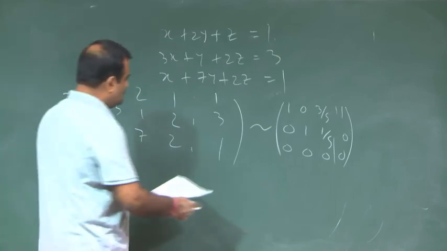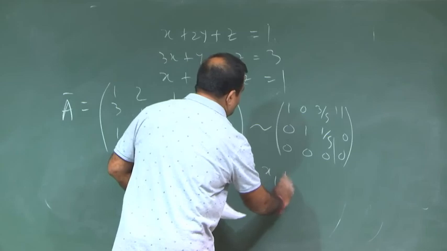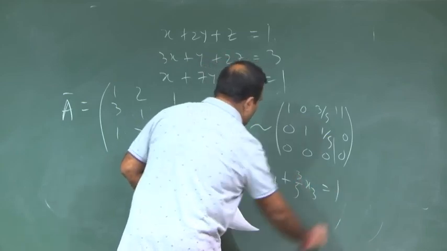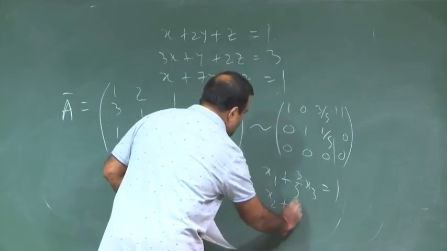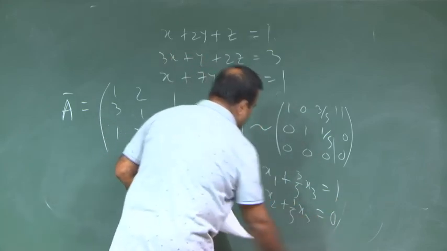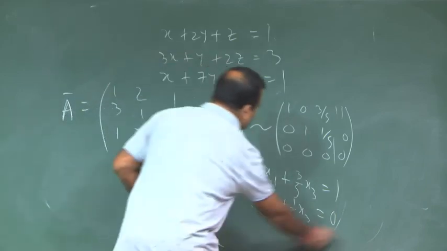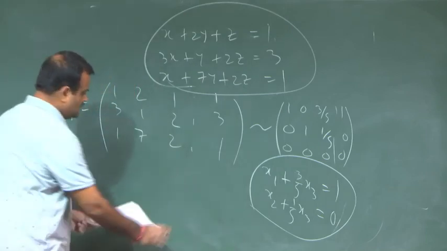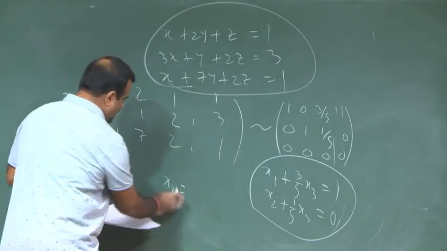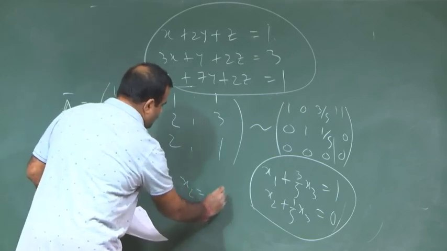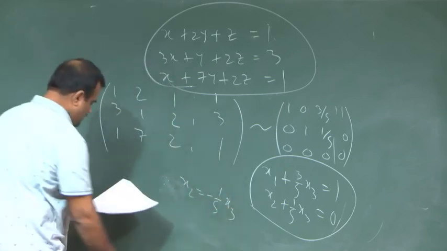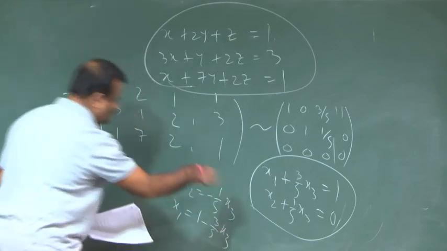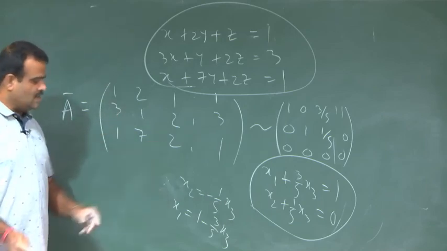The equivalent system is nothing but x1 plus 3/5 x3 is equal to 1 and x2 plus 1/5 x3 is equal to 0. This is the equivalent system corresponding to this system, so these have the same solutions. We can take x2 is equal to minus 1/5 x3 and x1 equal to 1 minus 3/5 x3. We can choose any x3, any real number. So, this has infinitely many solutions.